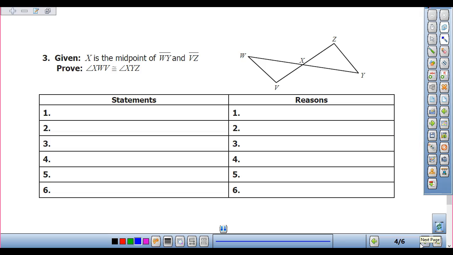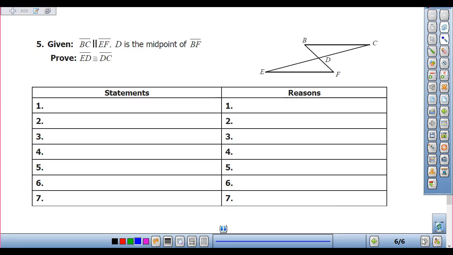Alright. Think we need to do all of these? No, just one. Pick one. Which one? Alright, let's do 5. Oh, good, we've got parallel lines. Your guys' favorite. BC is parallel, yeah. So D is the midpoint of BF.